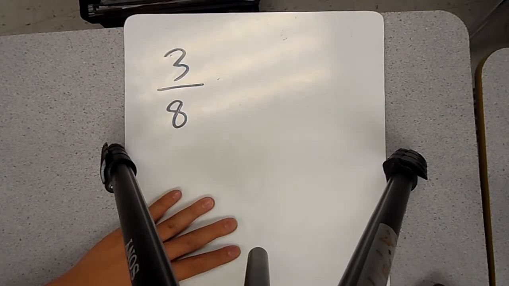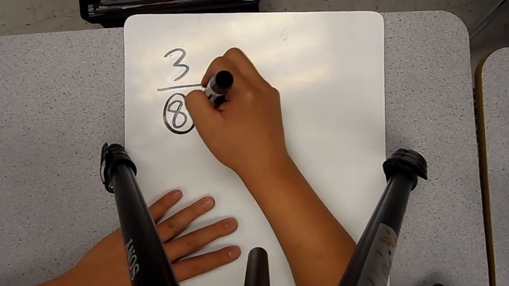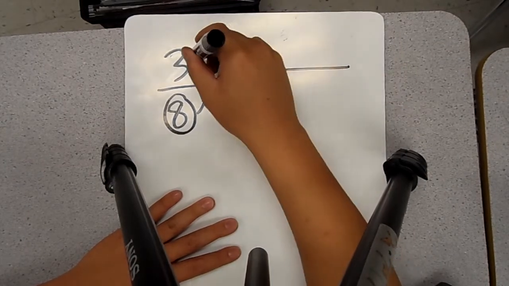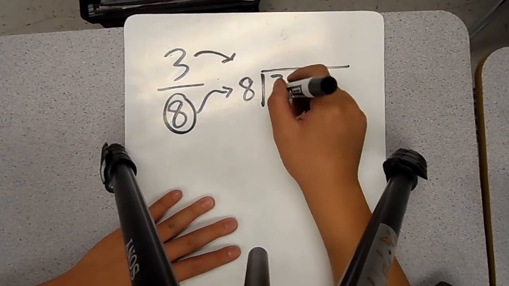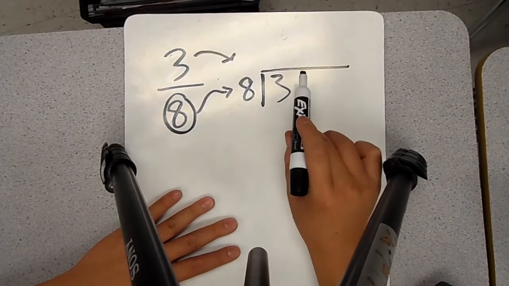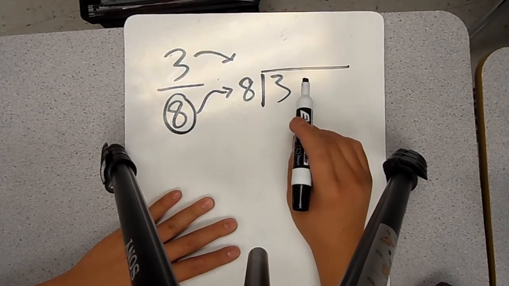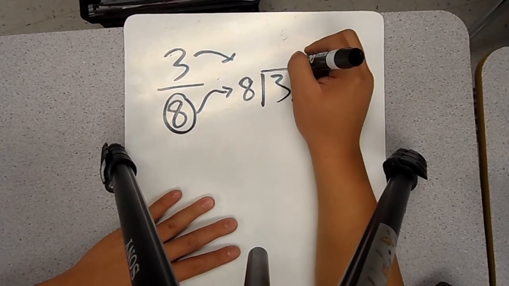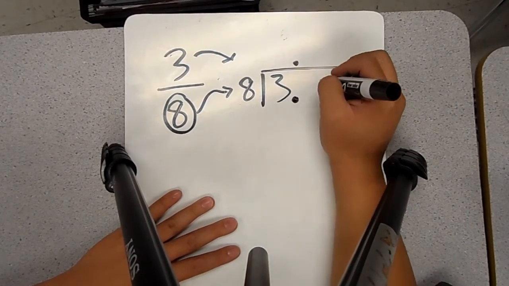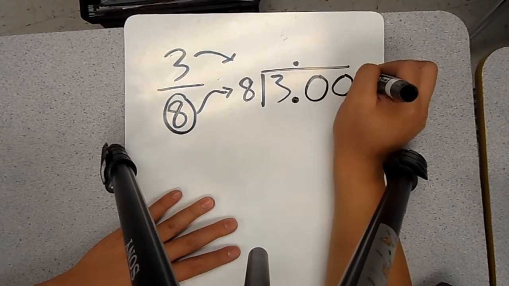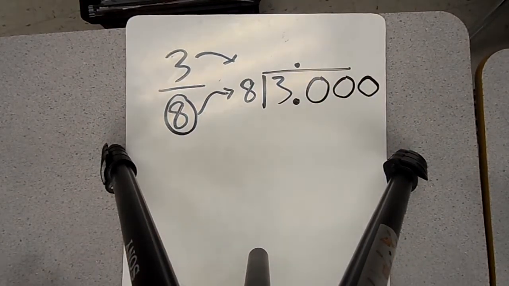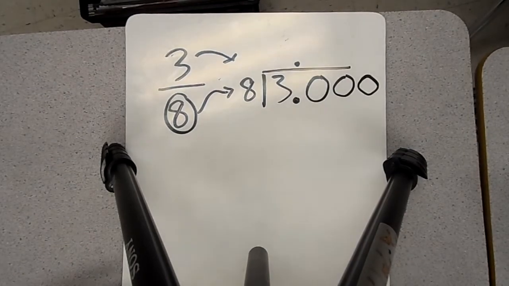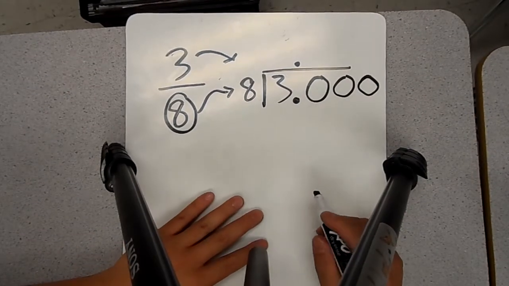So, what we do is we take the denominator and you put it outside the box for your division. And then the numerator goes inside the box, right? Denominator outside, numerator inside. But again, we are changing this to decimals. So you add a decimal here, you add a decimal here, and then you add 3 zeros. Some people say 2 zeros, but I say 3 because the third one will help you round.